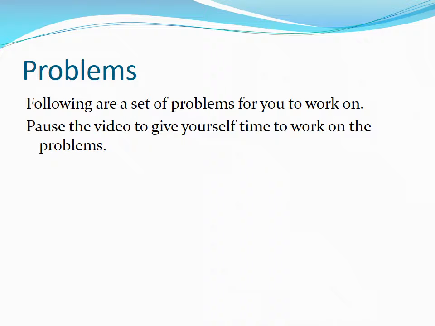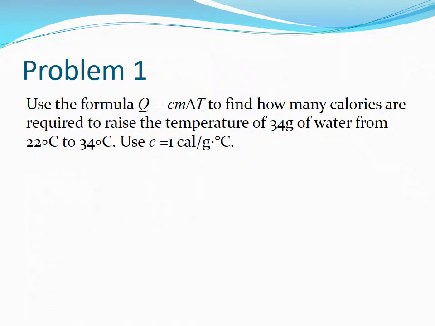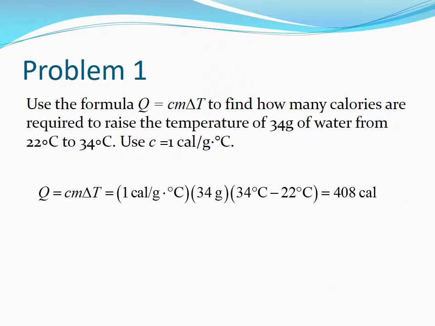The following are a set of problems for you to work on. Pause the video to give yourself time to work on the problems. Use the formula Q equals Cm delta T to find how many calories are required to raise the temperature of 34 grams of water from 20 degrees Celsius to 34 degrees Celsius. Use C as 1 calorie per gram degree Celsius. Pause the video to work on the problem. The answer is 408 calories.